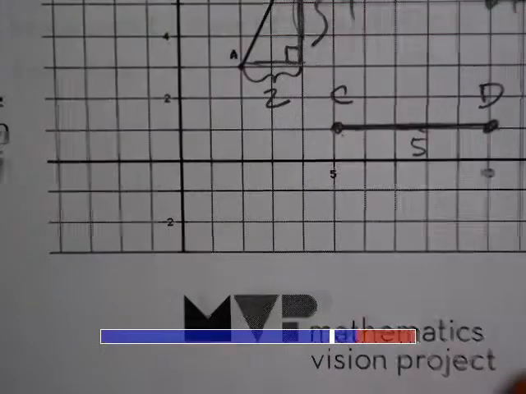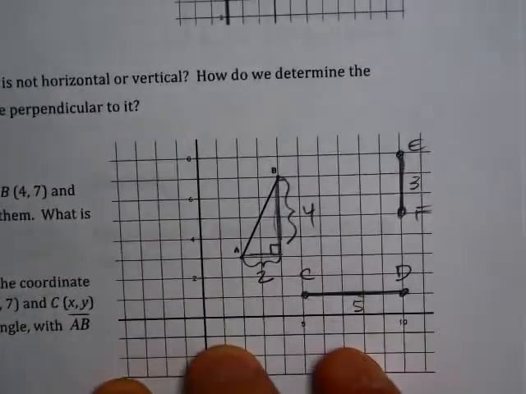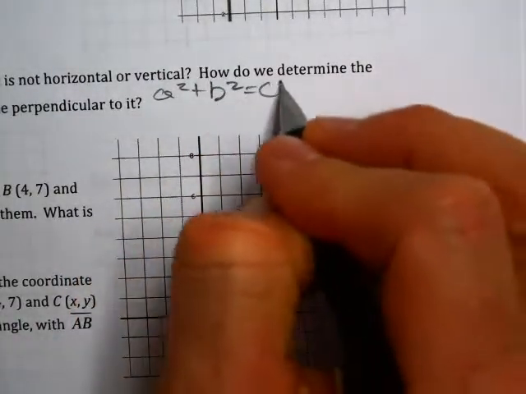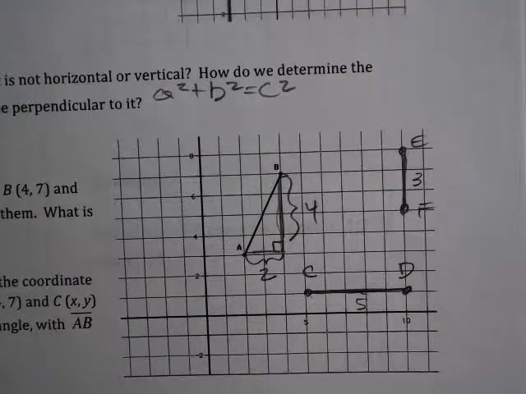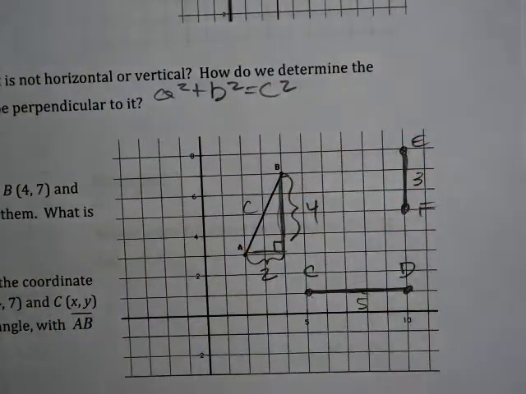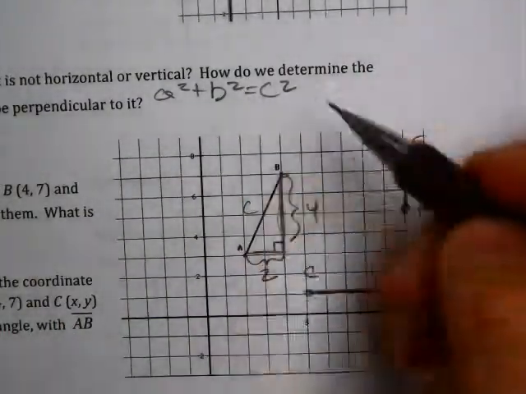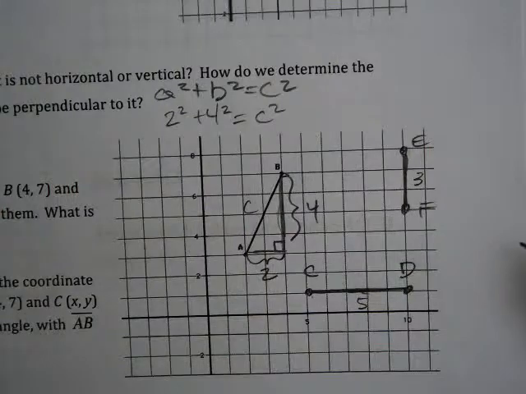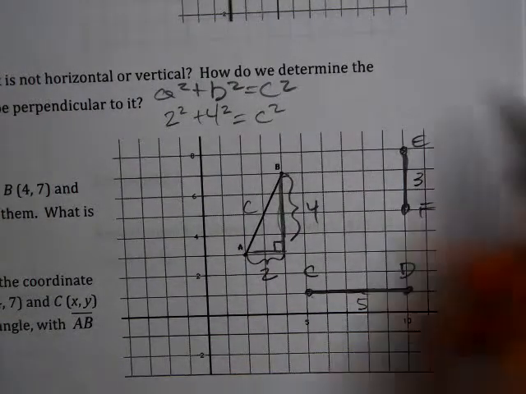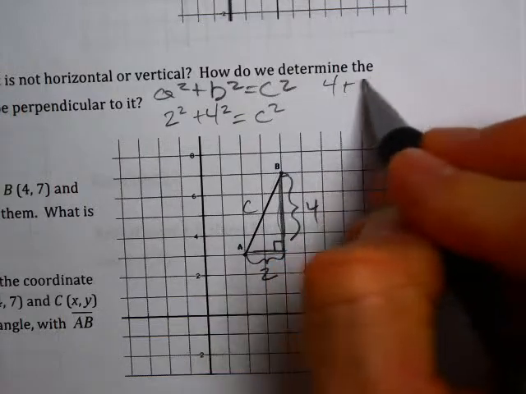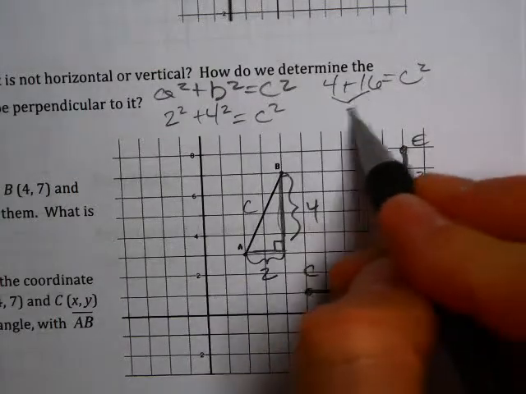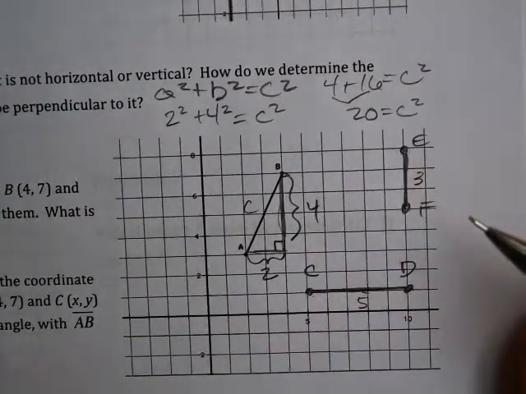So we're going to use the Pythagorean theorem. Remember a squared plus b squared? Where 2 and 4 must be what? A and B, good. So this side that's missing is C. So we're going to say 2 squared plus 4 squared equals C squared. 4 plus 16 equals C squared. 20 equals C squared.